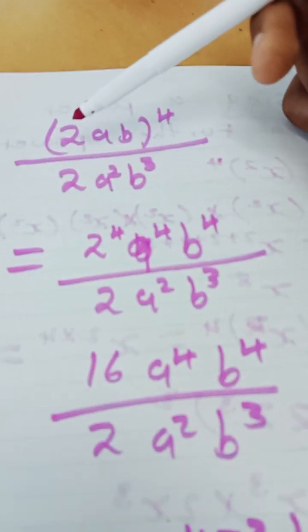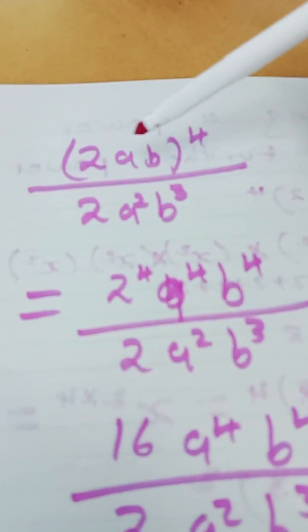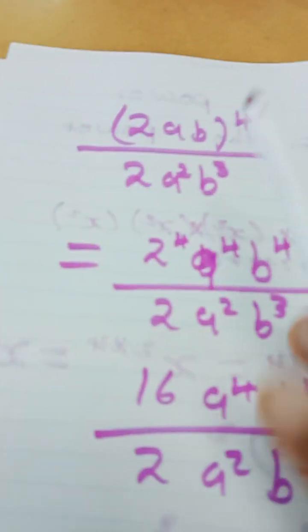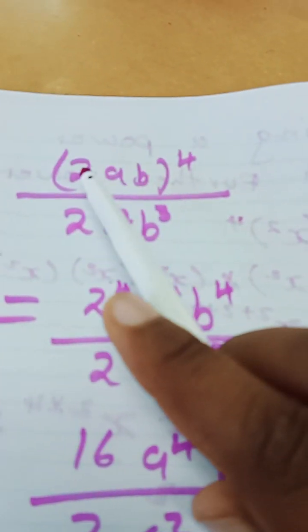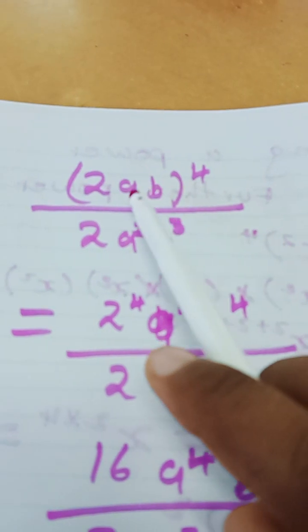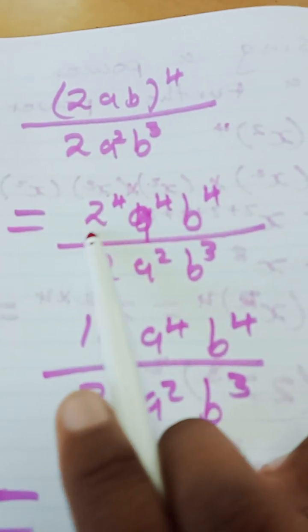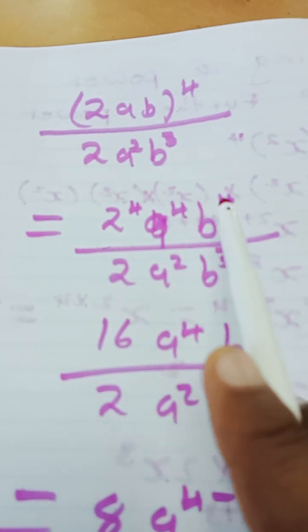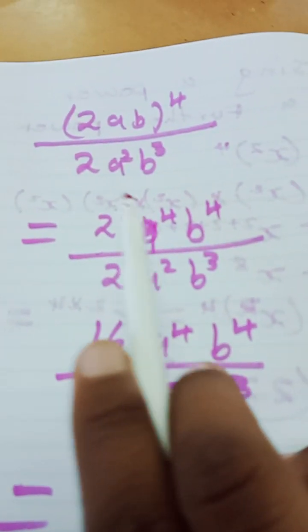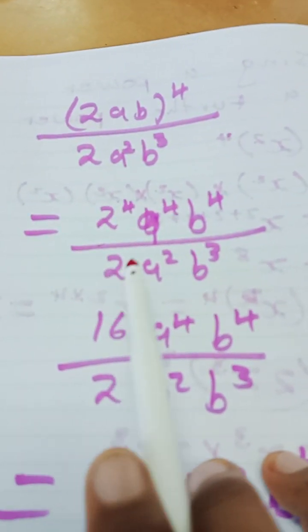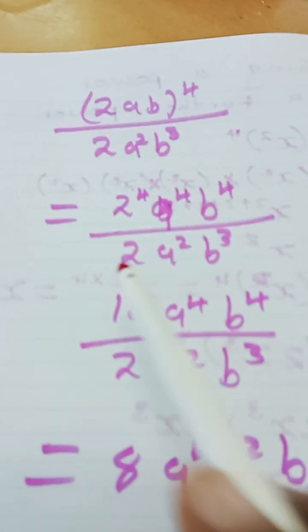All right, so now you have 2ab raised to the 4th. That means this 4 has to multiply the 2, the a, and the b. So we have 2 to the power of 4, a to the power of 4, and b to the power of 4. And then our denominator is still the same. We still have 2a squared and b to the third.